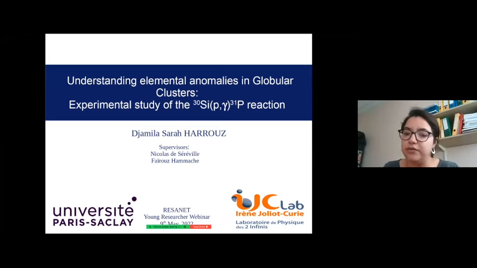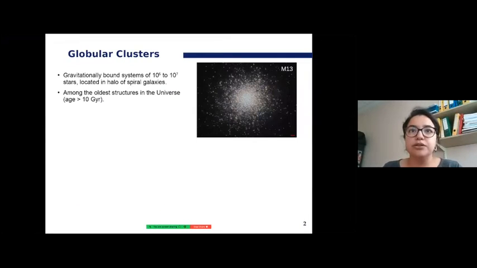Experimental study of the silicon-30 (p,γ) reaction for understanding nucleosynthesis anomalies in globular clusters. So globular clusters are gravitationally bound systems with up to 10 million stars. This gives rise to this characteristic spherical shape, like the cluster M13, visible in the northern hemisphere with simple binoculars in the Hercules constellation.